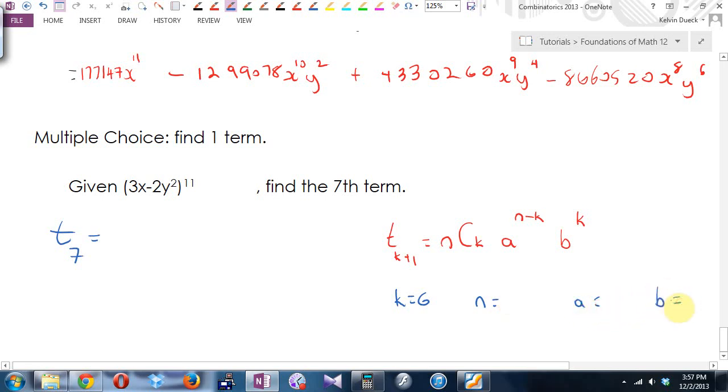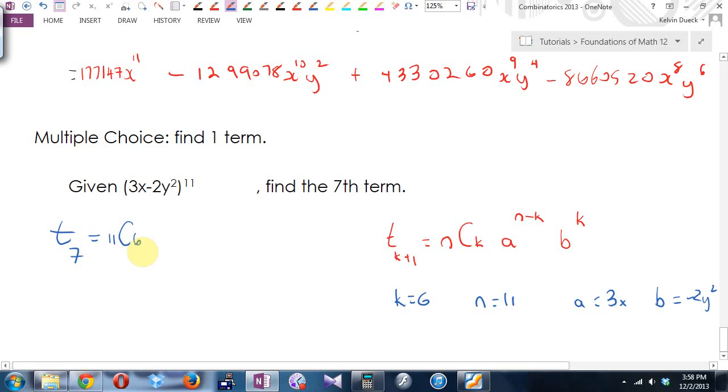From the original binomial, what's n? 11. What's a? 3x. What's b? Negative 2y squared. Once you have that, this is plug and chug. Ugly plug and chug? Yes. But it is plug and chug. It's going to be what choose what? 11 choose 6. That's what it says right here. N choose k.